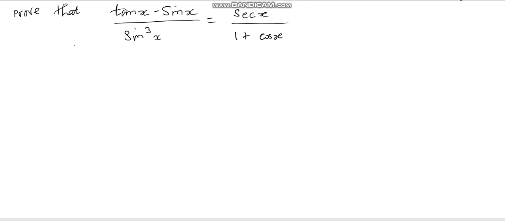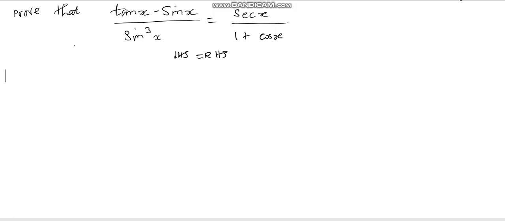(tan x − sin x) / sin³x = sec x / (1 + cos x). Here we're going to show that the left hand side is equal to the right hand side. This simply means that we first start by simplifying what we have on the left hand side, we work it out up until we get what's on the right hand side. Then we prove that this trigonometric identity holds.